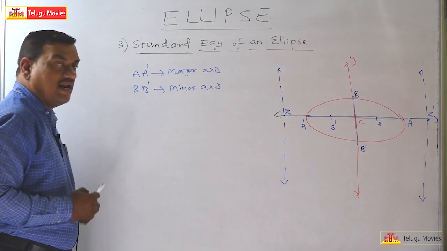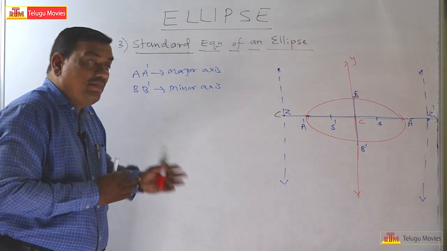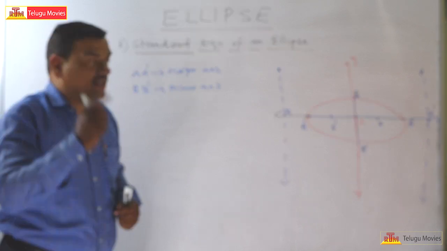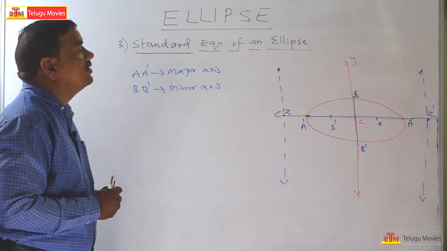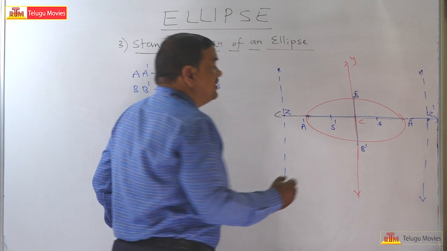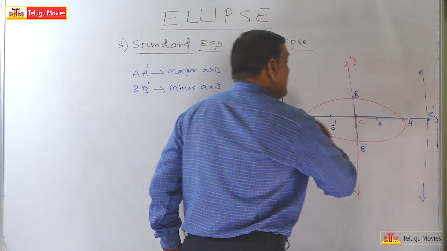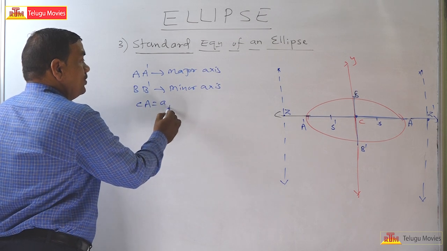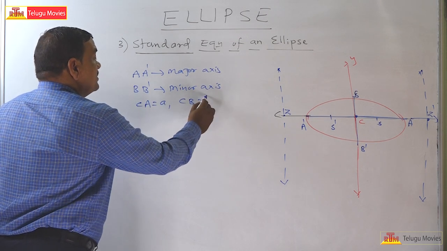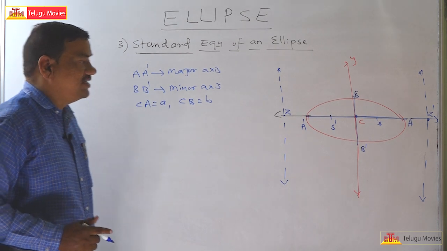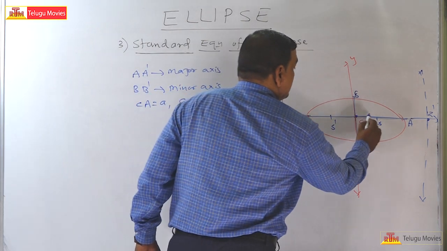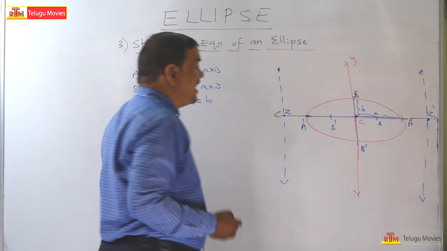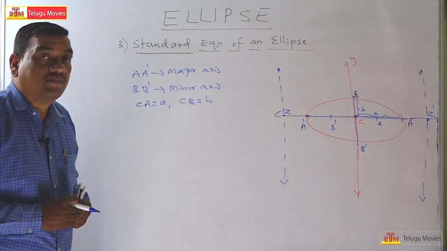That is, the ellipse is symmetric about both the x-axis and the y-axis. That is the first point you remember. Let the distance from the center to any vertex be A. CA is equal to A, and CB is equal to B. That is, CA length is A and CB length is B.